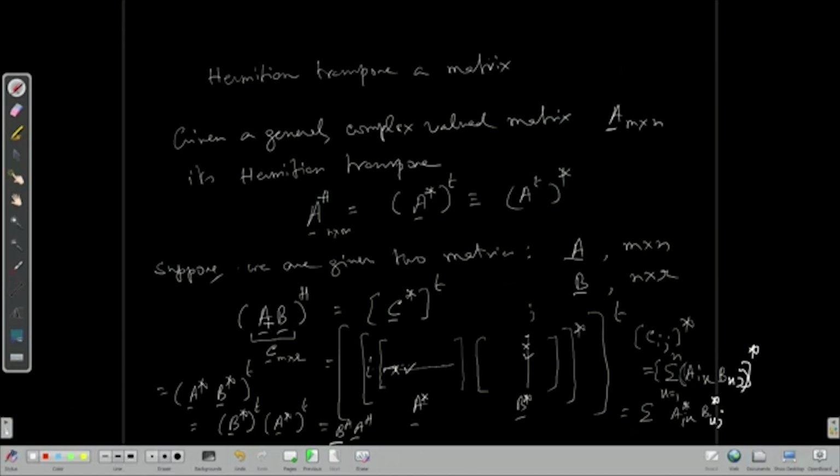AB you multiply, then take H, that is conjugate everybody and then transpose. That matrix will be same as if you first apply H on B, that is conjugate everybody of B and then transpose, and again conjugate everybody of A and transpose, or vice versa, then multiply, you will get the same thing. Alright. That is this main result: (AB)^H is B^H A^H.